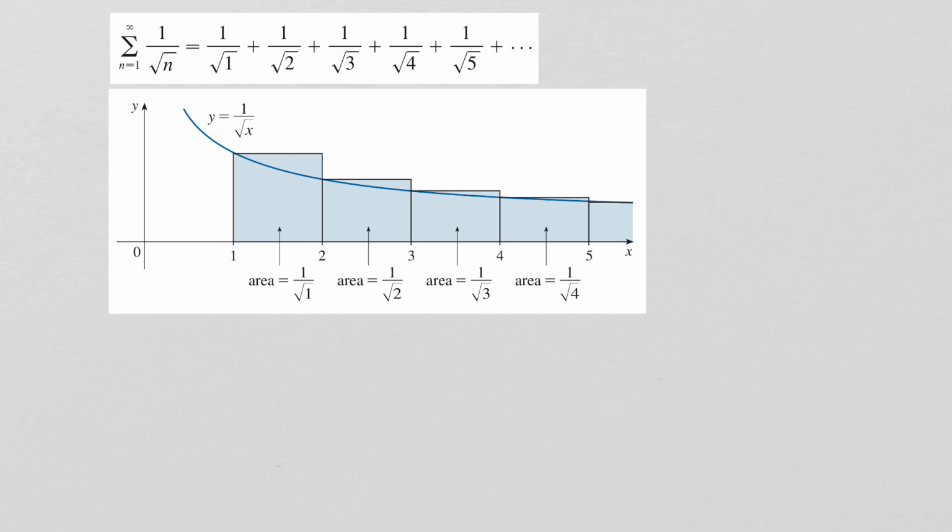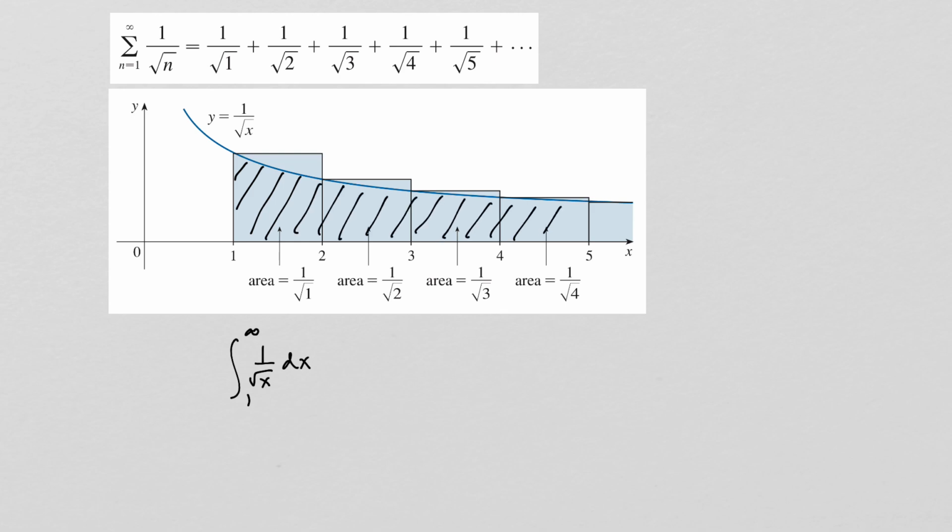Now we can see clearly in this case that if I take the integral from 1 to infinity of the function 1 over the square root of x, that would be the area under the curve. And we can see very clearly that this area is definitely less than the sum n equals 1 to infinity of 1 over the square root of n. You know this because the areas of all the rectangles is more, because all the rectangles are above the curve.